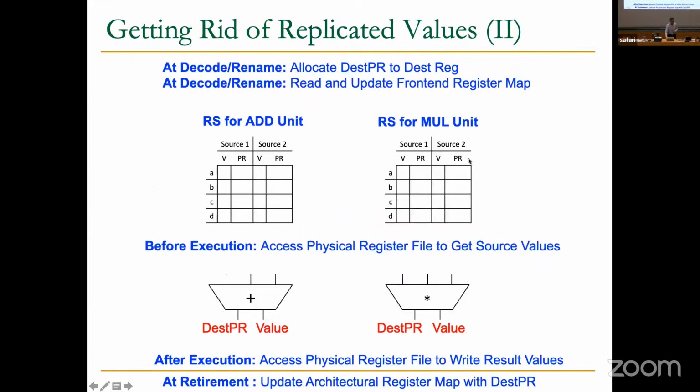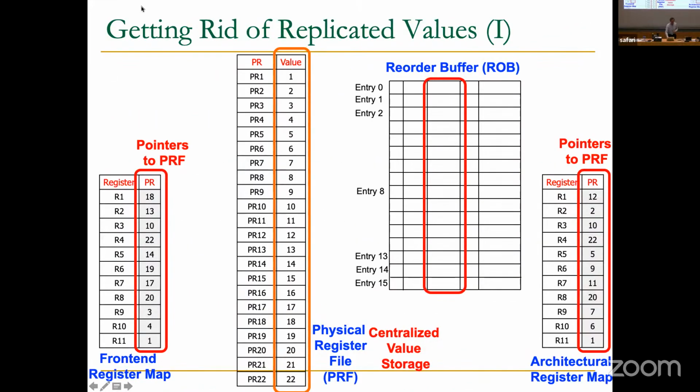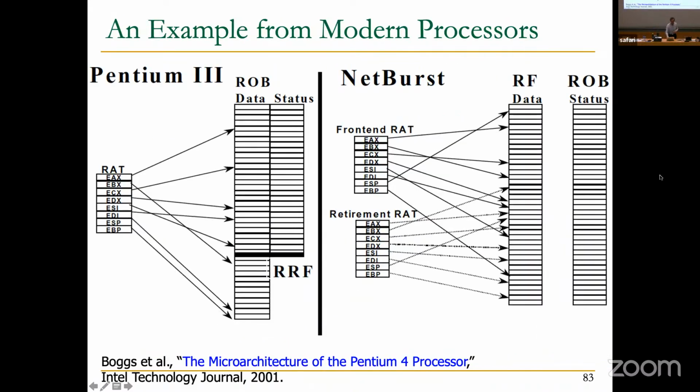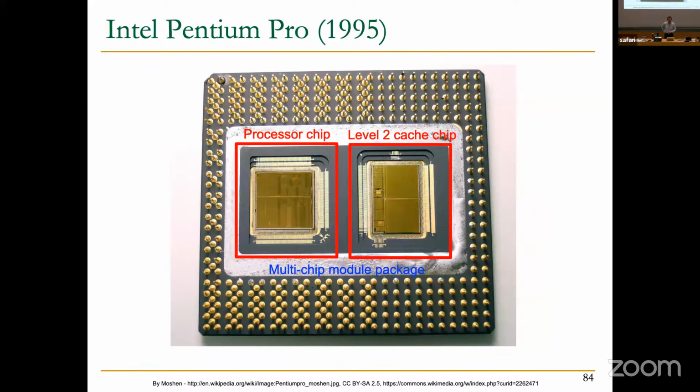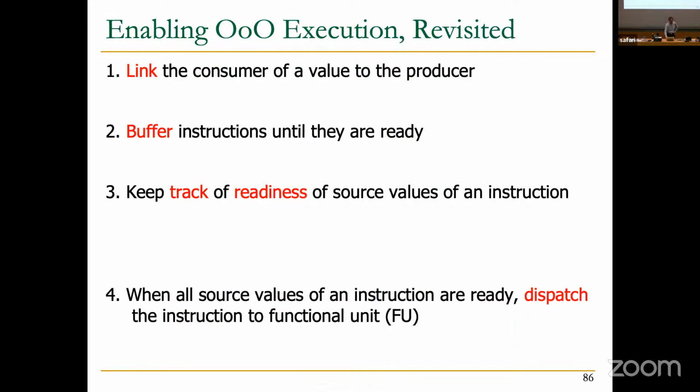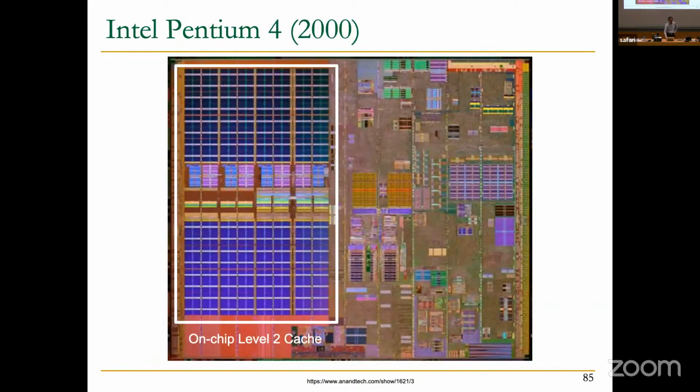So this is essentially the same picture that I showed you over here. Yeah, this picture, except in a different way. And they have a reorder buffer, of course, to keep the status and do the reordering. Does that make sense? So this was Intel Pentium Pro. There was value replication in Intel Pentium Pro, but that replication got eliminated in the Intel Pentium 4. And most modern processors are like this.